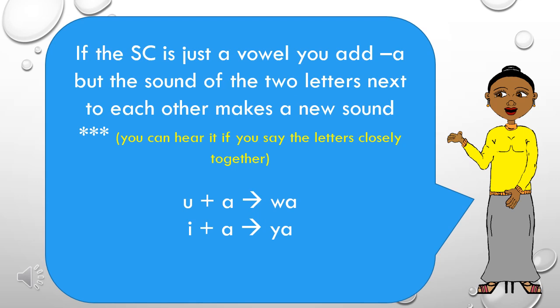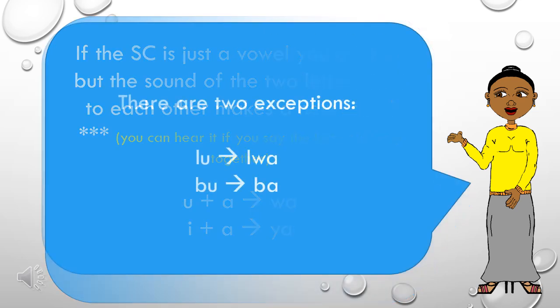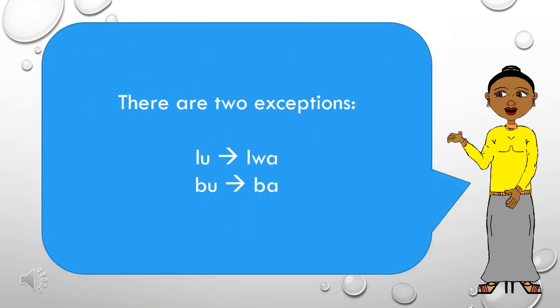If the subject concord is just a vowel, you add a. But the sound of the 2 letters next to each other makes a new sound. You can hear it if you say the letters closely together. U plus a, ua, wa. I plus a, ia, makes a ya. There are 2 exceptions. Lu becomes lua, and bu takes ba. It's complicated, so I'm not going to explain it here.